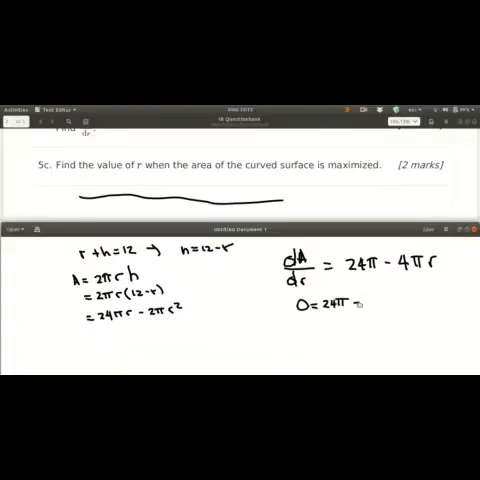Find the value of r when the area of the curved surface is maximized. This is an optimization problem. Set the derivative equal to 0 and then solve for r.